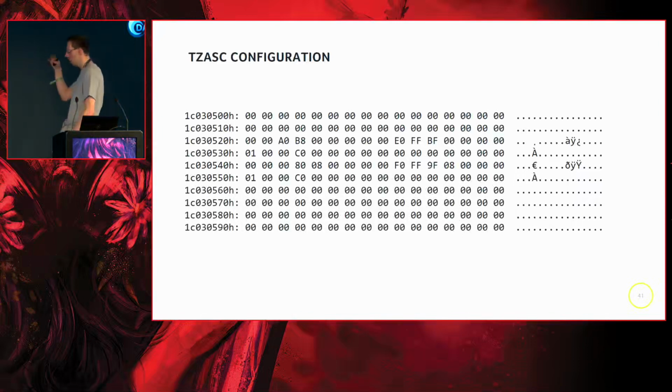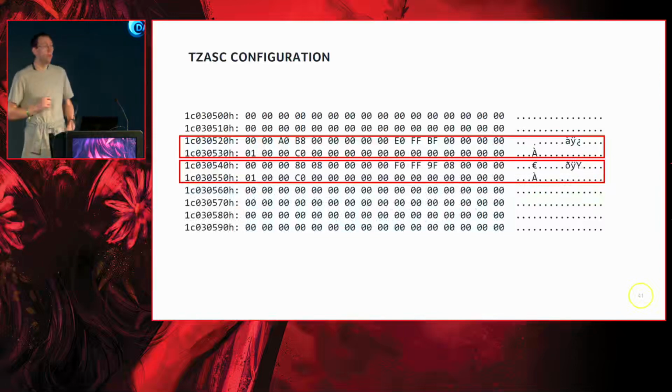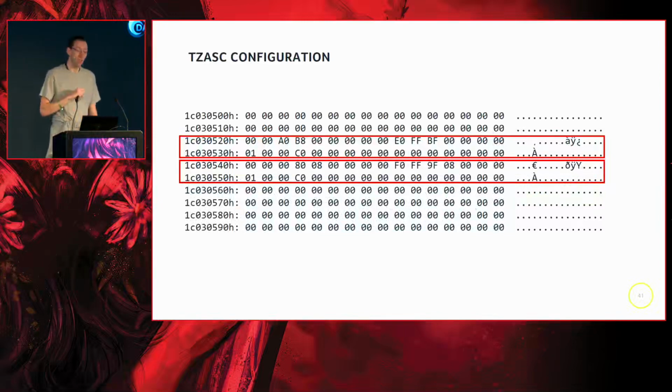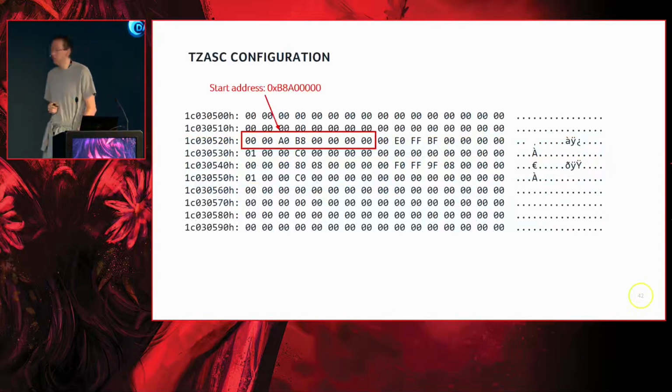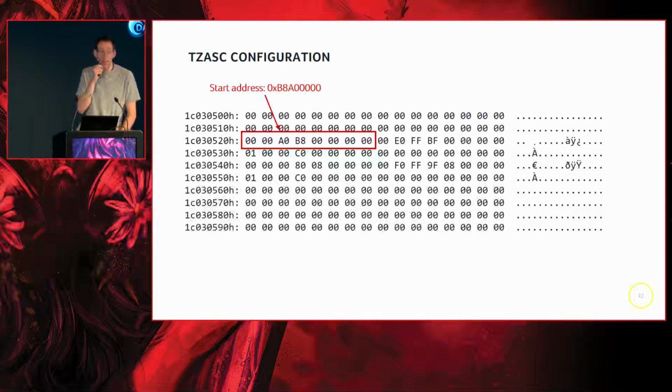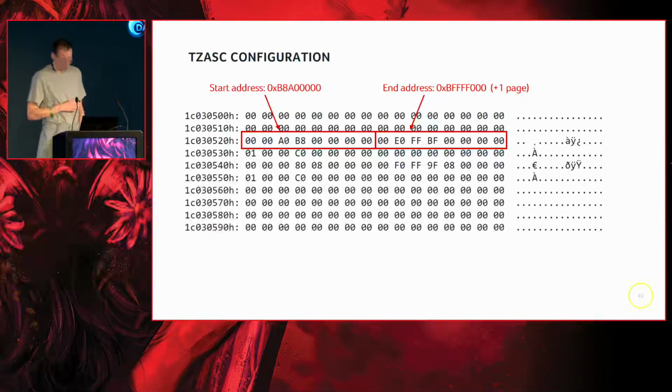What you then see at a certain moment is that we have two blocks of 30 bytes in the register space that look an awful lot like a start and an end address, and we see some other bits, which are probably permissions. So what do we have here? Well, in this case, we have a start address from B8A00000 to BFFFE0, which is actually one page less than what it is really protecting.